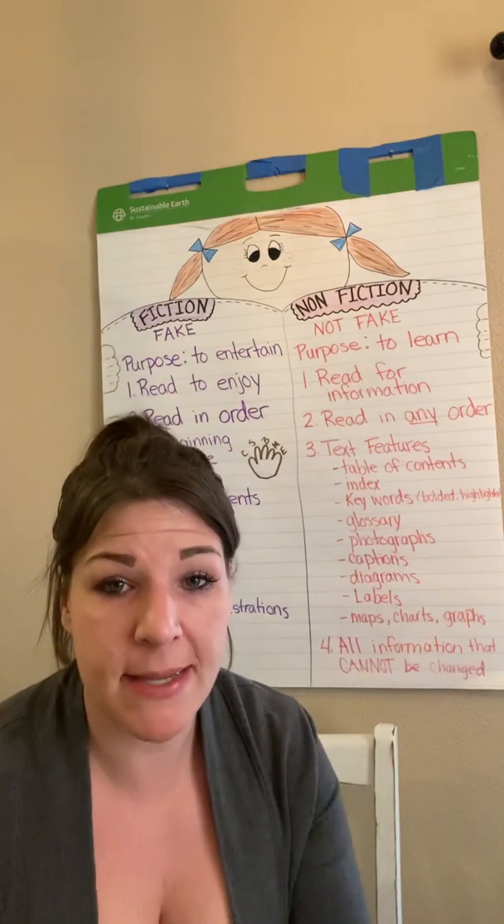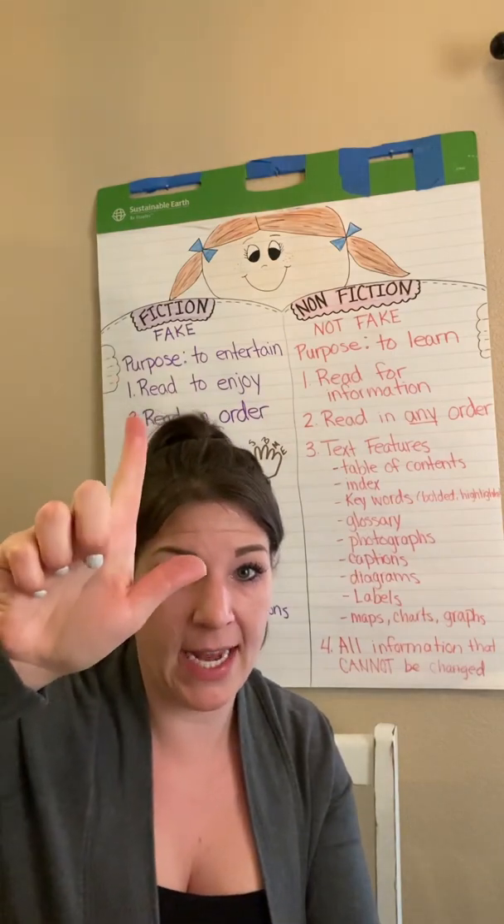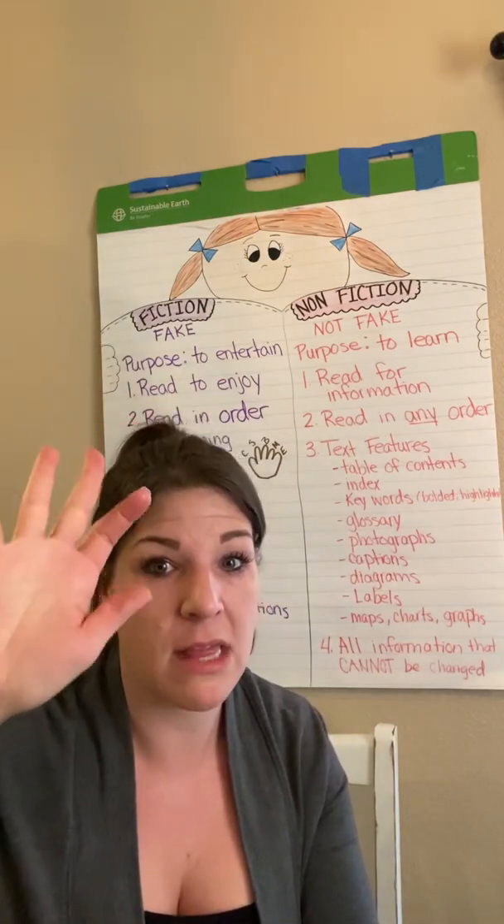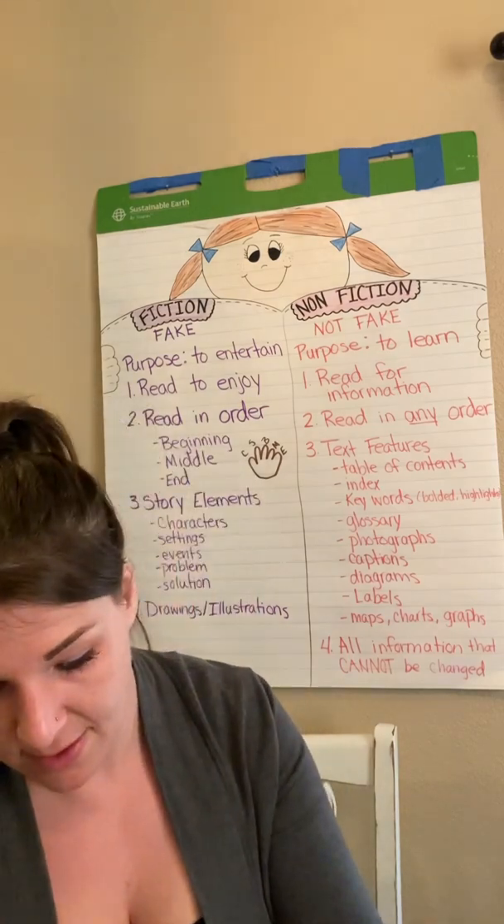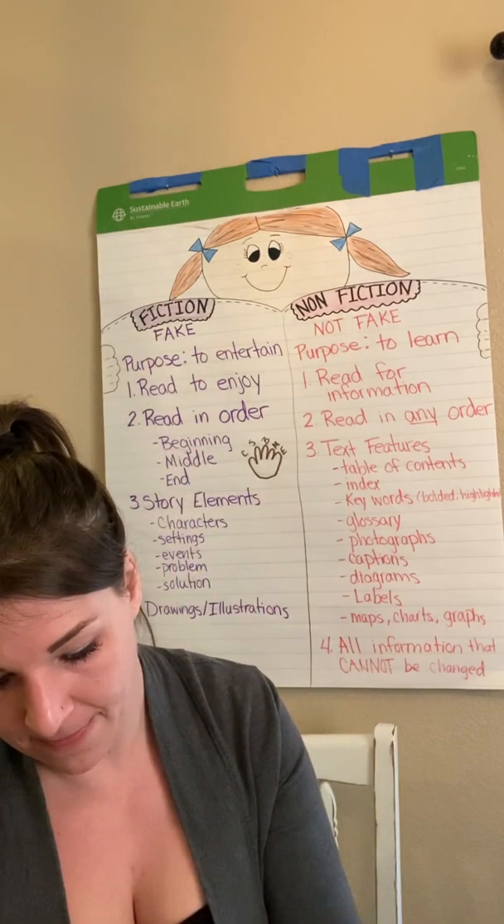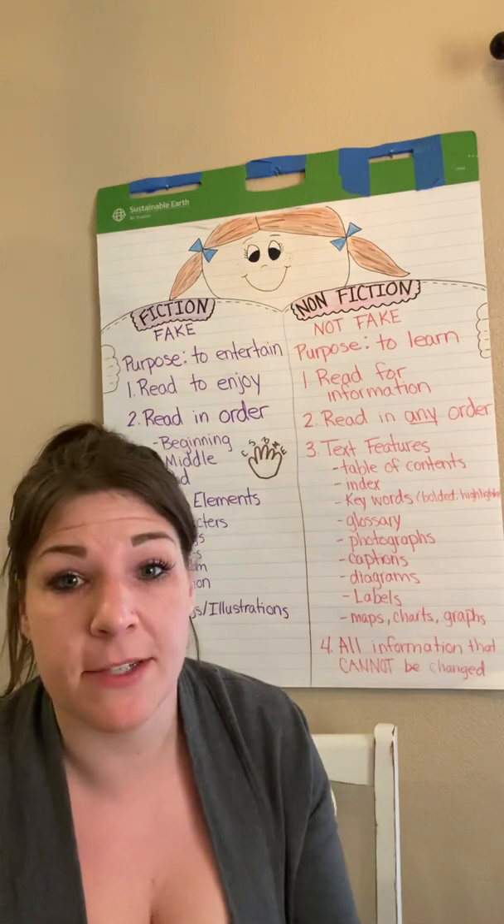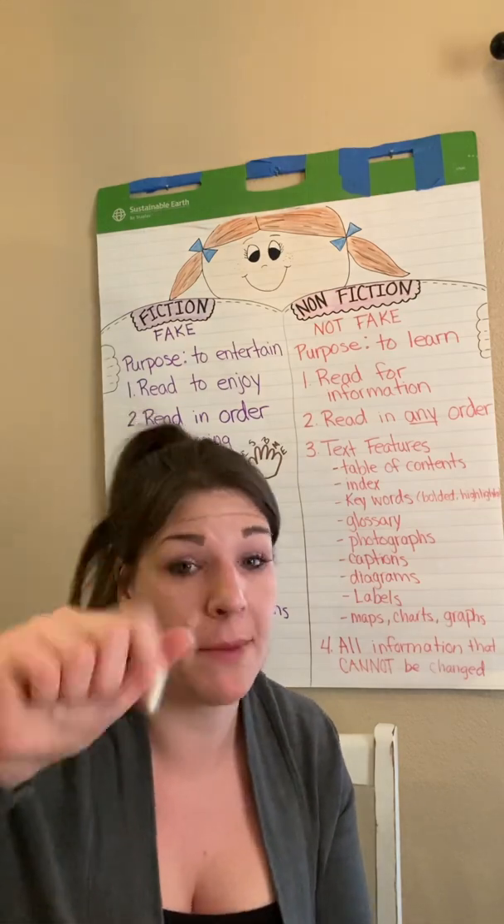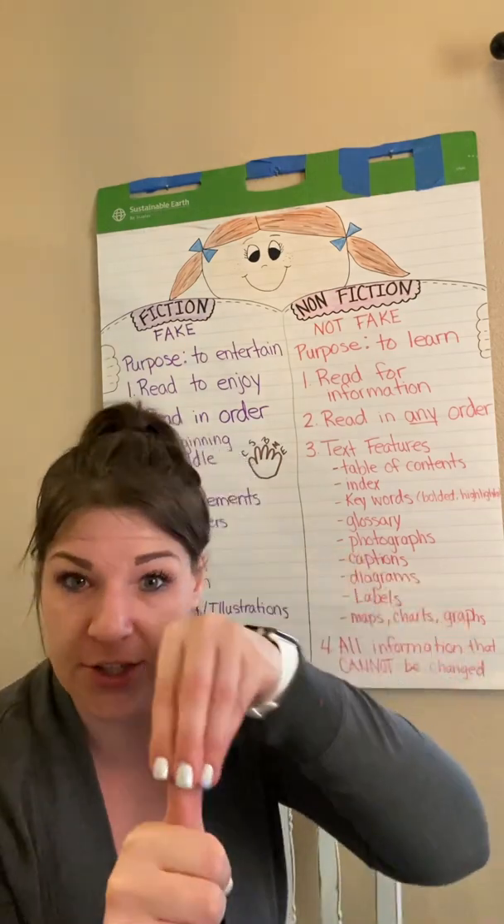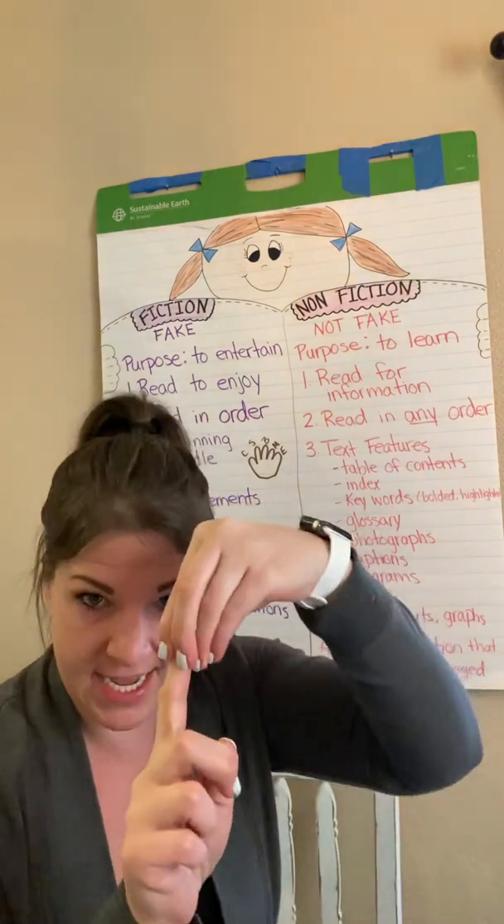So you still need to be thinking about characters, setting, beginning, middle, end. Again, your job is going to be to record yourself telling me each of those and putting them on your finger. The characters are, the setting is, okay?